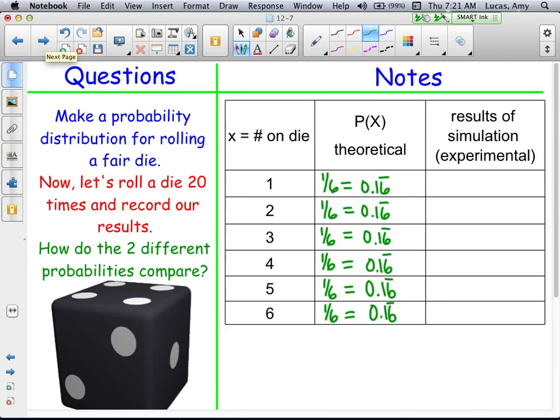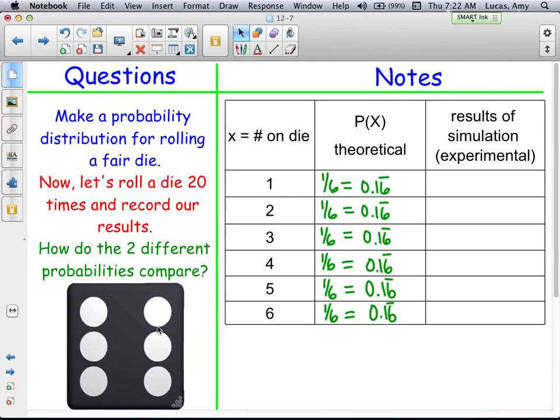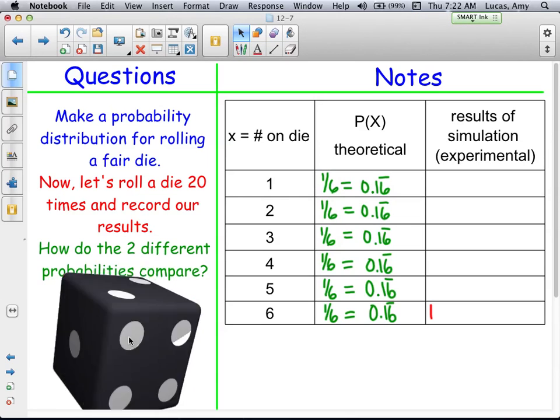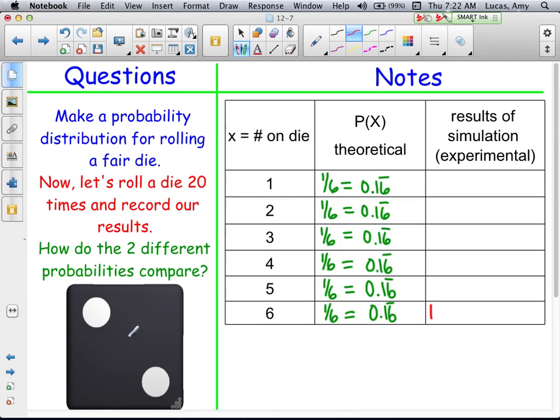Now the results of a simulation. In red it says, now let's roll a die 20 times and record our results. How do the two different probabilities compare? So if we roll this die 20 times, 6, 2. So I'm just going to make a tally chart first.